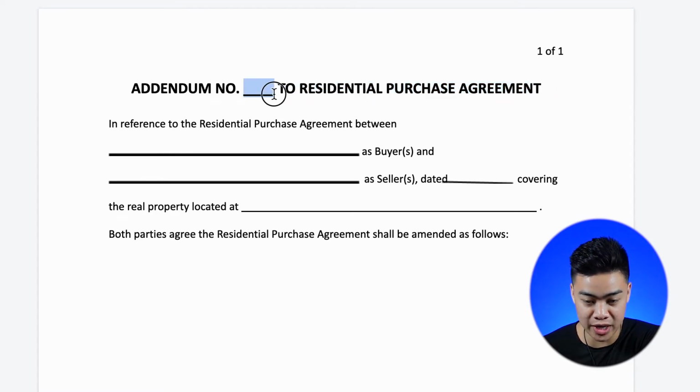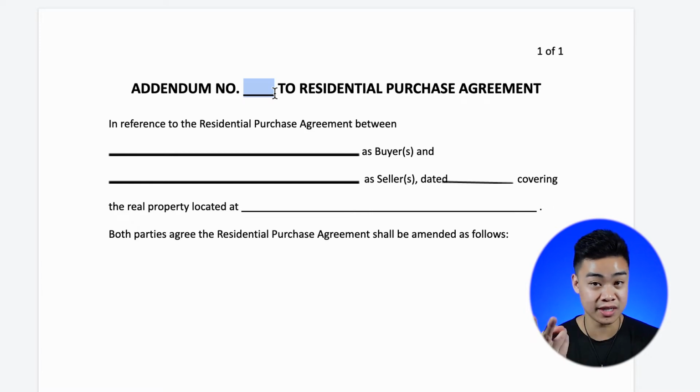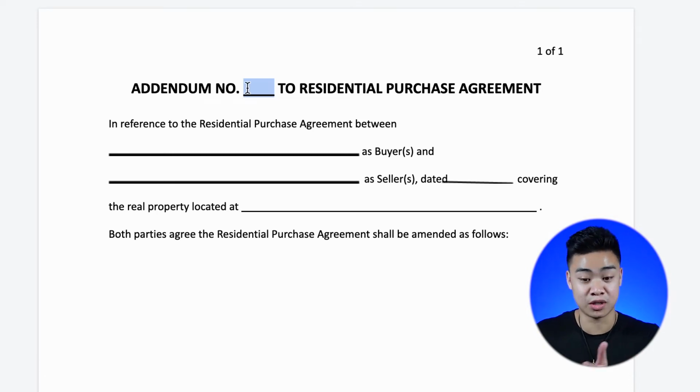But what you enter right here is what addendum number it is. So if this is the first addendum that you're making for the purchase agreement, like the first change that you have to make to the original terms, in this blank spot, you just write a 1. If it's the second time you do this, you write a 2. If it's the third addendum you make, you write a 3. So pretty self-explanatory. Often you might have multiple addendums throughout the escrow. That's why there's a blank spot for this addendum number.